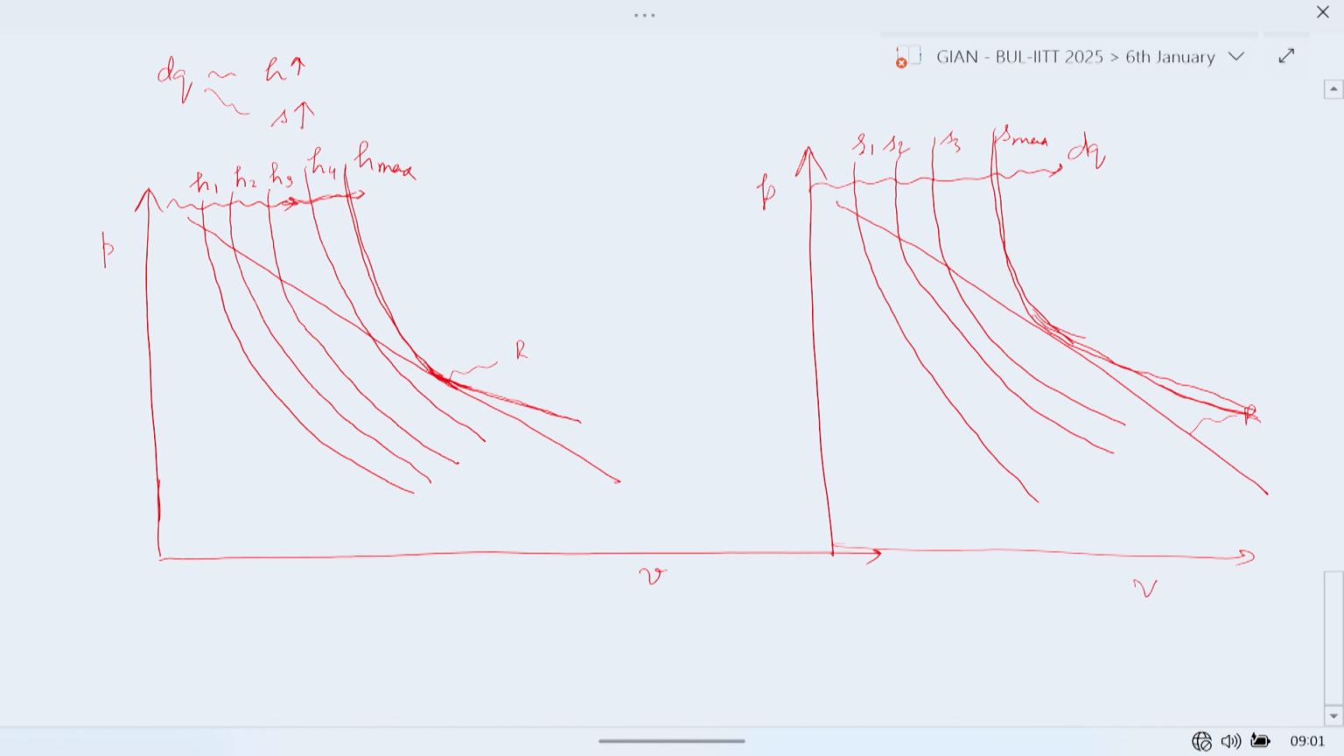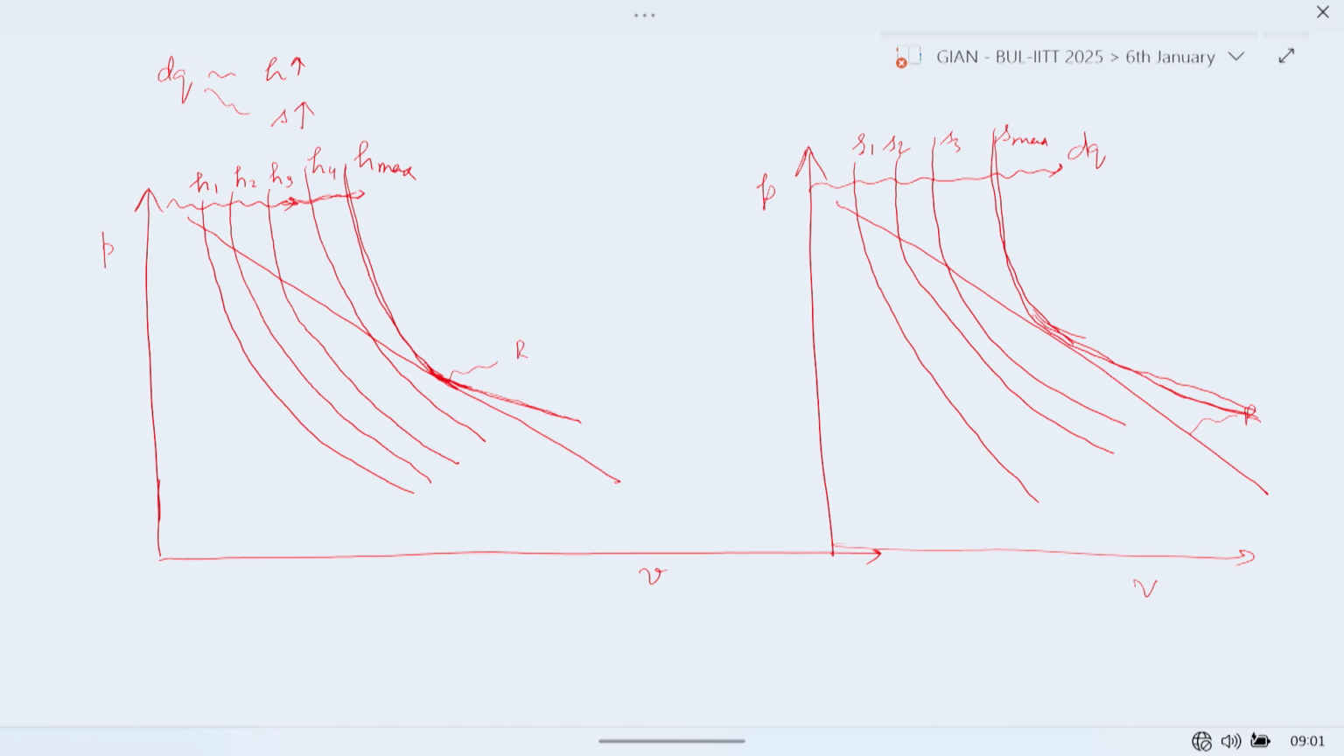So the R line will become a tangent to S. Now what is it we are going to learn from this? Then we are going to make use of this knowledge for the understanding of the calculation of parameters in the combustor.